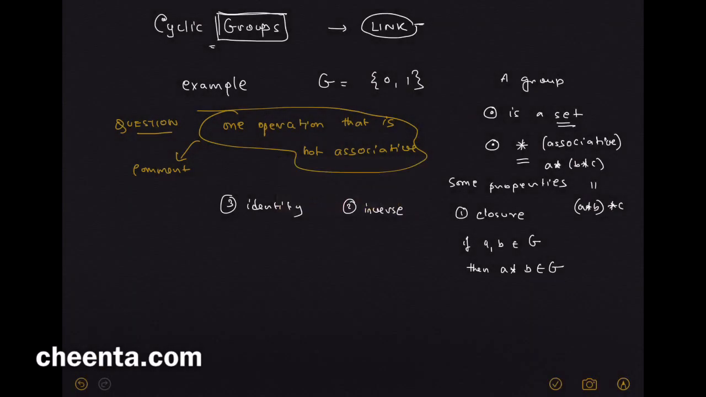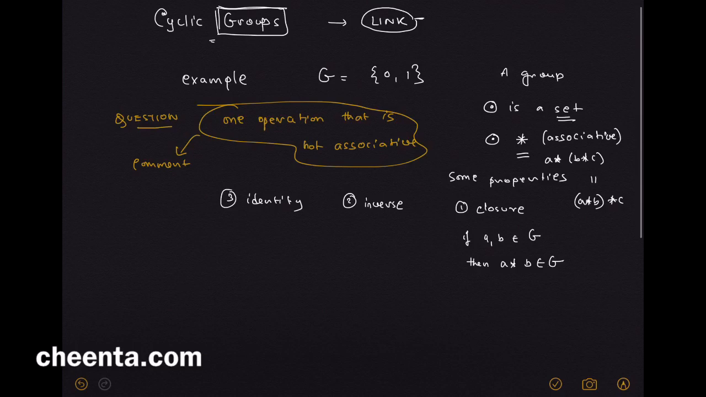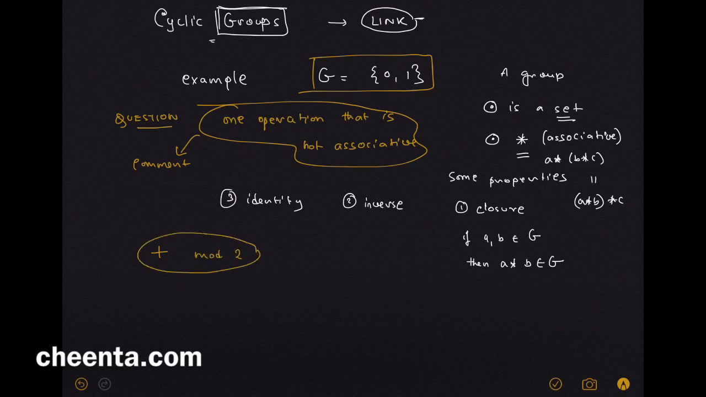Alright. Now, what about this particular example, {0, 1}? The operation is addition modulo 2. I have discussed modular arithmetic in a different video, but just to remind you, addition modulo 2 is a two-step process. You add the numbers and then you divide by 2 to find the remainder. And this remainder is the output of that operation.